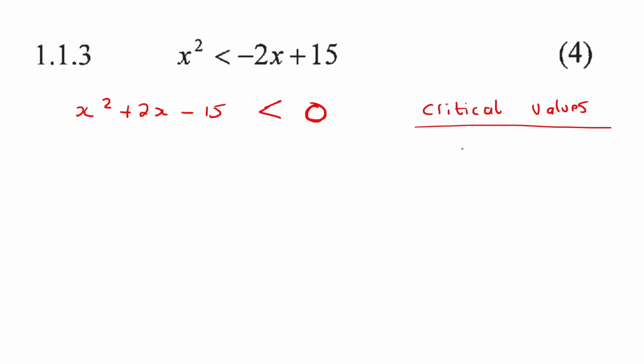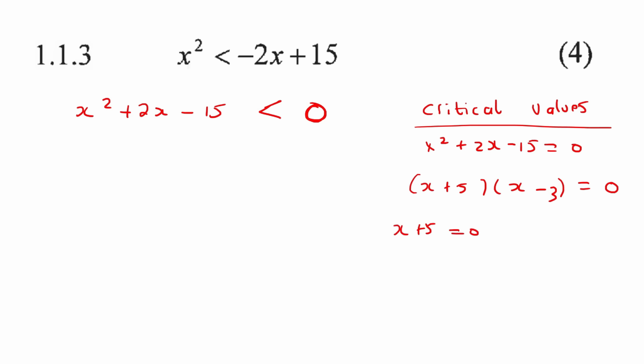But to get your critical values, you are going to make the equation equal to 0, and you're going to go solve that normally. So this one can be factorized, but you could use the quadratic formula if you wanted to. But it's going to be x plus 5 and then x take away 3. And so that would mean that x plus 5 is equal to 0, or x take away 3 is equal to 0. So x is then negative 5, or x is equal to 3.